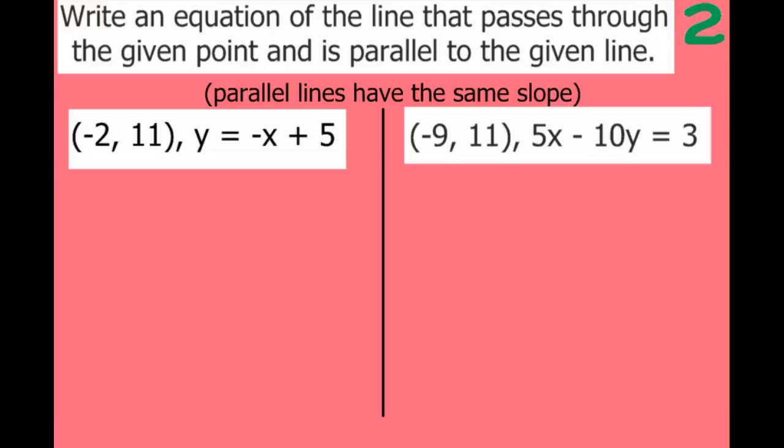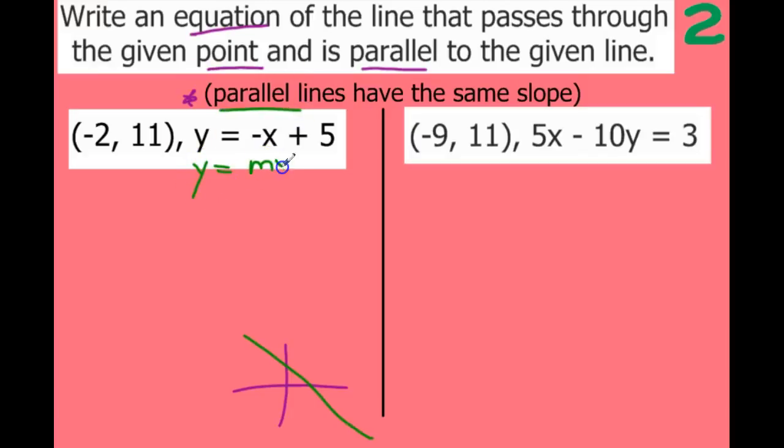So let's look at a couple equations of parallel lines. It says write an equation of the line that passes through the given point and is parallel to the given line. And it says parallel lines have the same slope. That's something that we know now. So here's our point that we want our equation to go through, and here's one equation. They're giving us one line, let's pretend they already graphed this line right there. Now we need to find the other line that's parallel to it.